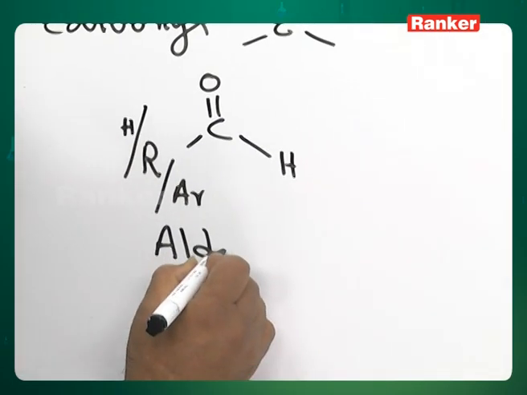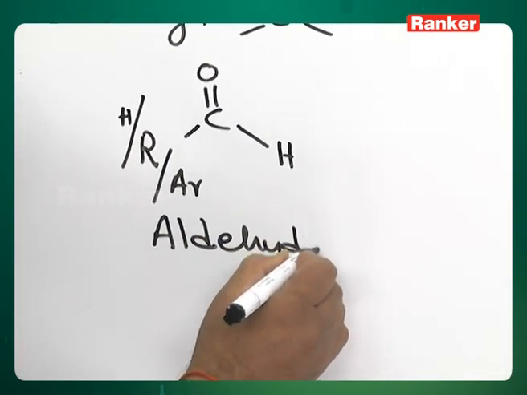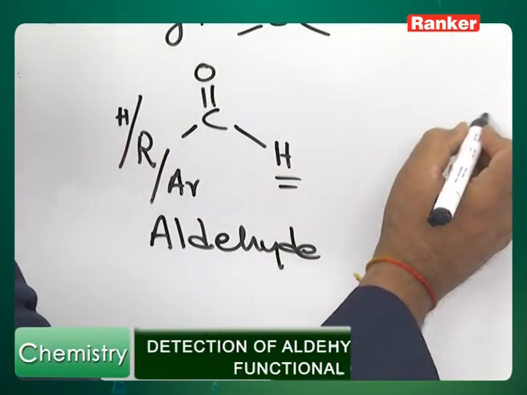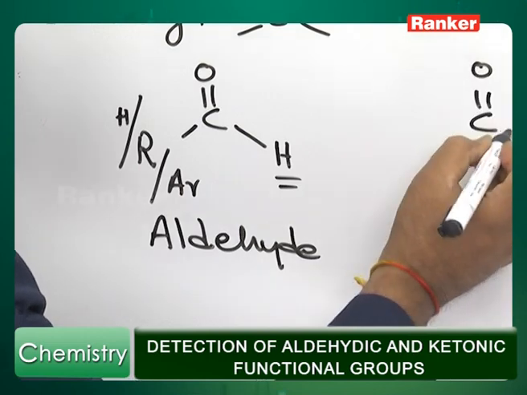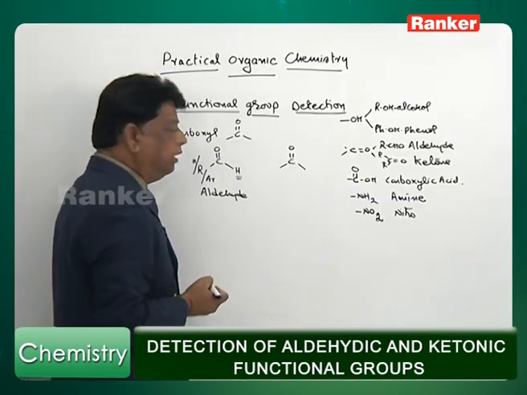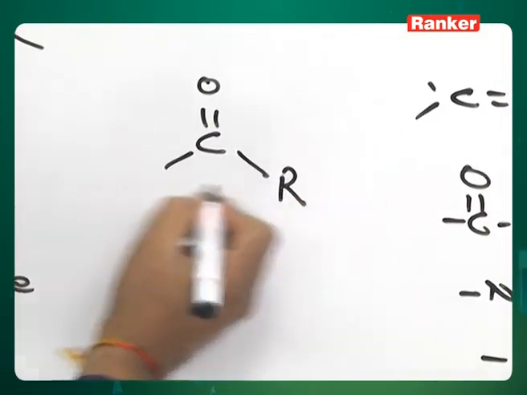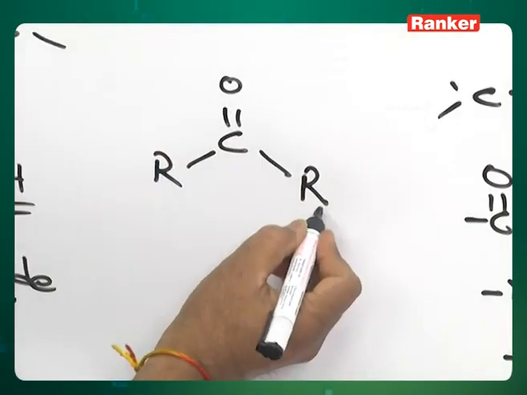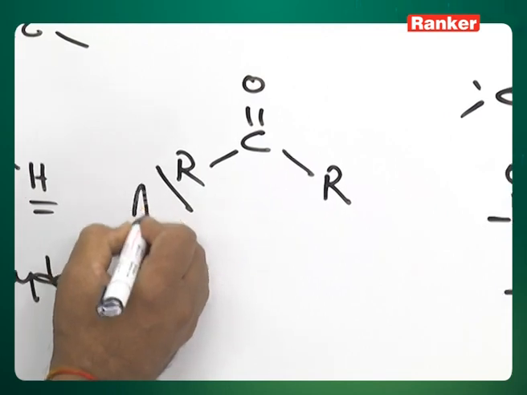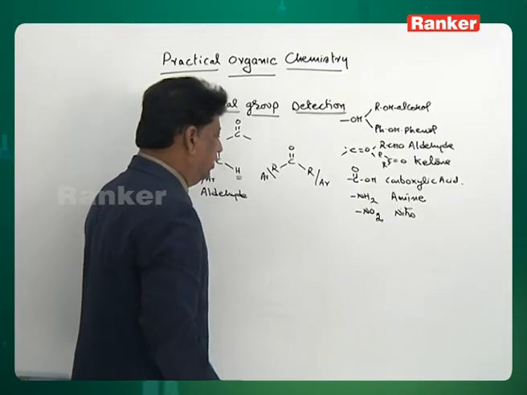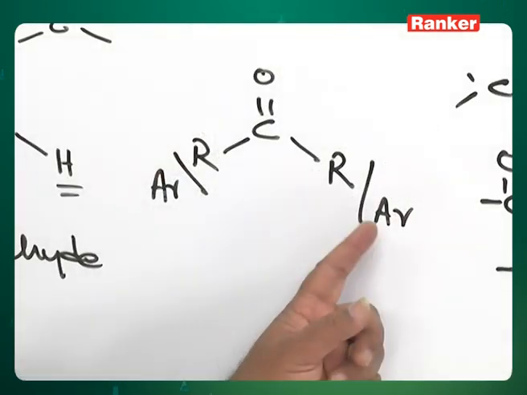But one side hydrogen is a must for the aldehydes. For the ketones, the presence of hydrogen should not be there, isn't it? So both the sides either alkyl only, or one side alkyl and one side aromatic system, or both the sides aromatic are also allowed, but hydrogens are not allowed.